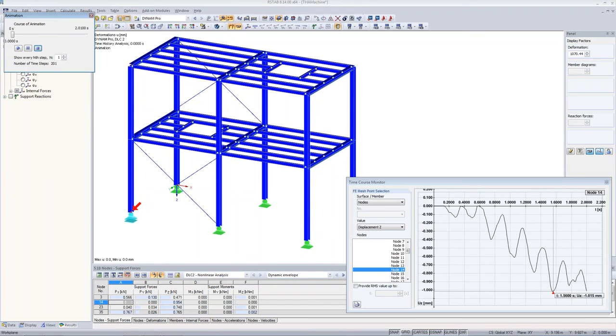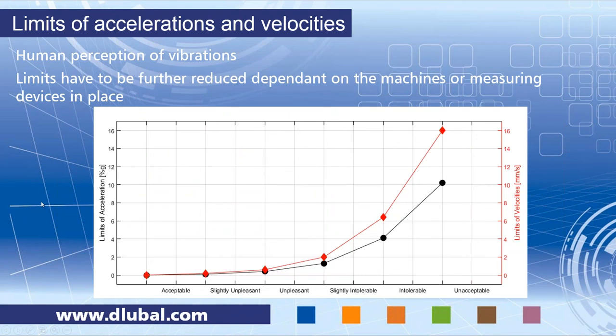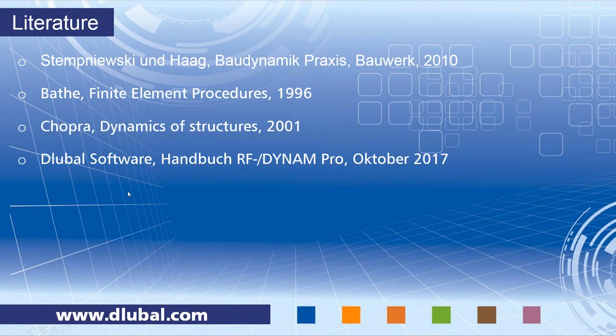Now that's me done with the example today in RSTAB. Just quickly back once more to the slides, just to give you some literature hints. The first one is in German, but I'm sure there are some in English as well, where you find some hints to acceleration and velocity limits, and also some hints for excitations, machine-induced vibrations. The two, Bathe and Chopra, these are theoretical books where you find some more information about the solvers. And of course, we have the manual, which is still from October 2007. It's just in the updating process.